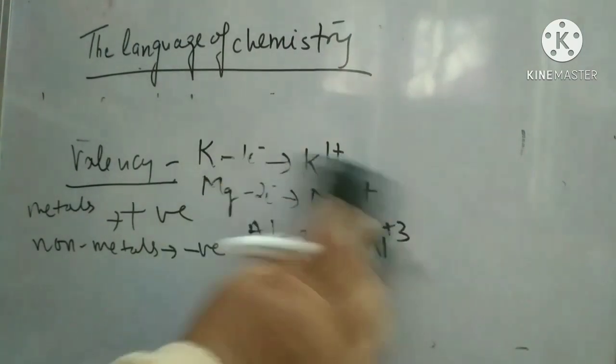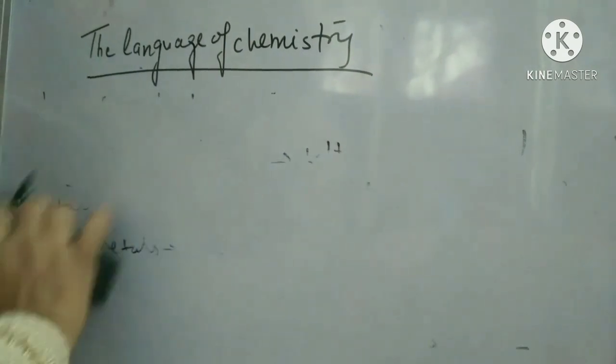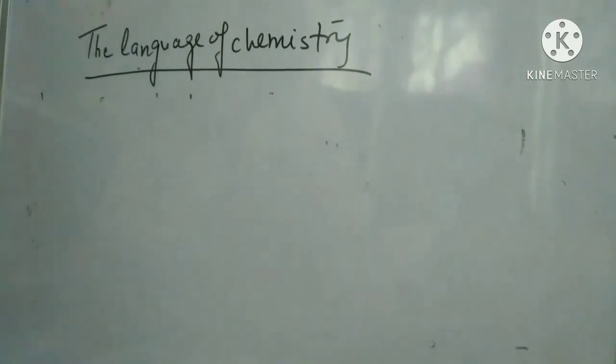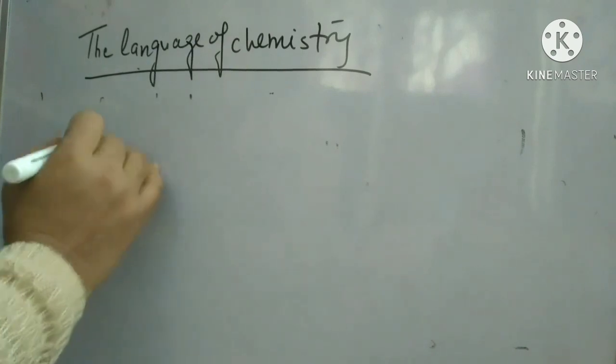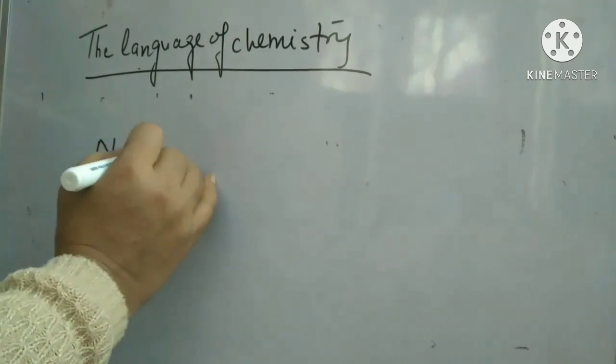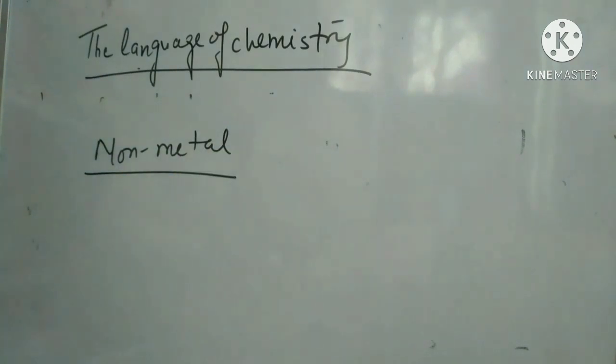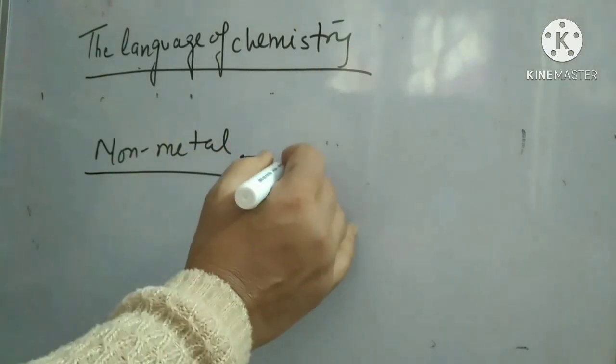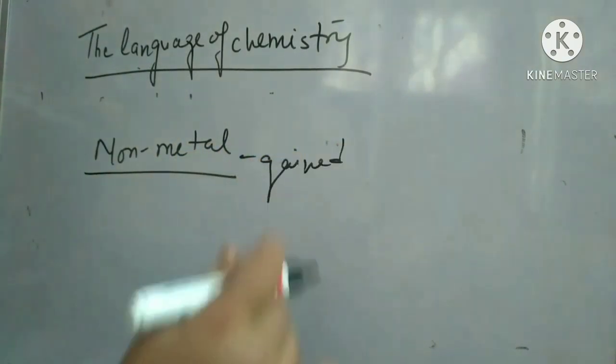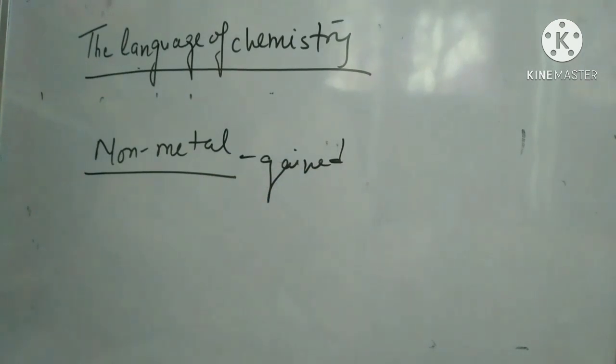Now considering the next point, that is valency of a non-metal. So what is the valency of a non-metal? The valency of a non-metal is the number of electrons gained per atom of the non-metal.